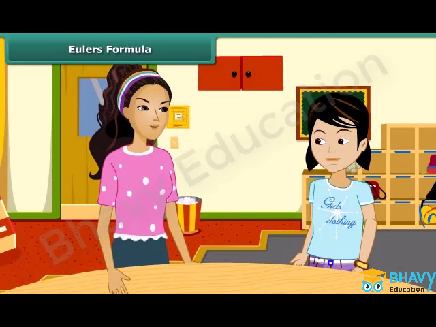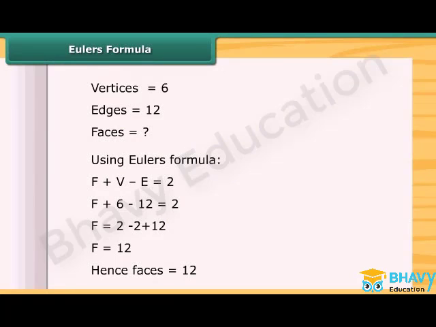If the number of vertices and number of edges of a polyhedron is given, then we can find the number of faces of that polyhedron using Euler's formula. And if the number of faces and number of vertices are given, then can we find the number of edges? The 2 values are given. Then we can find the third value using Euler's formula. Here is an example.